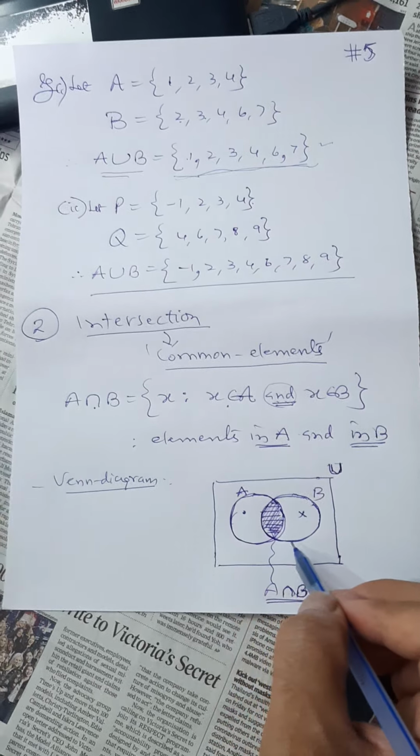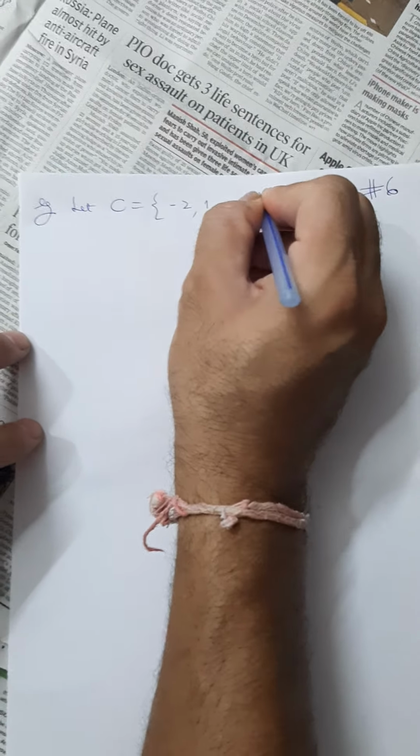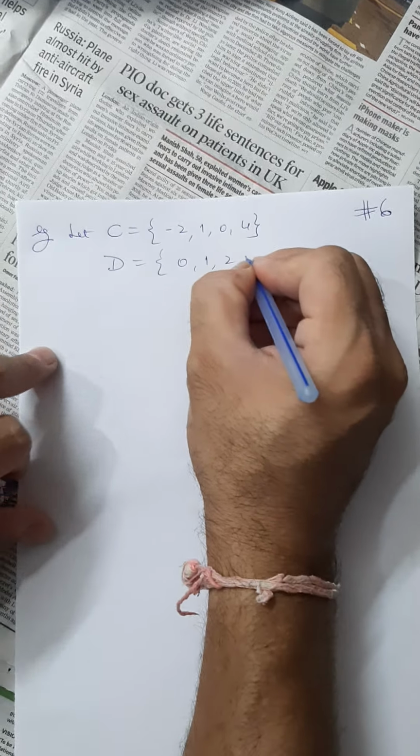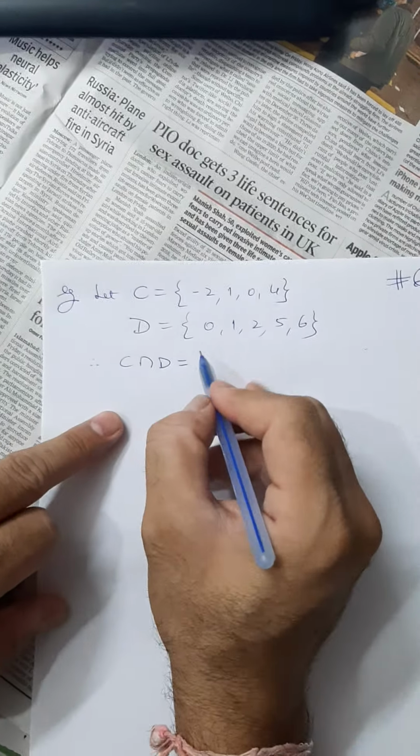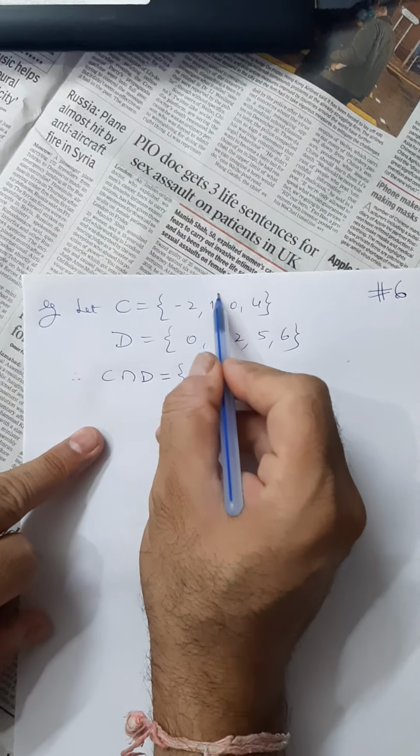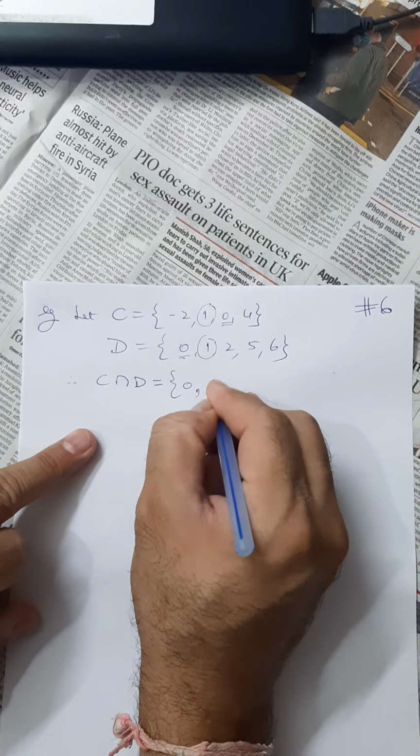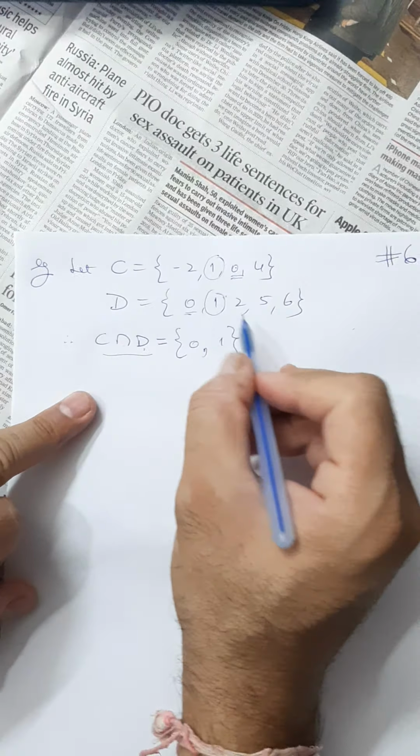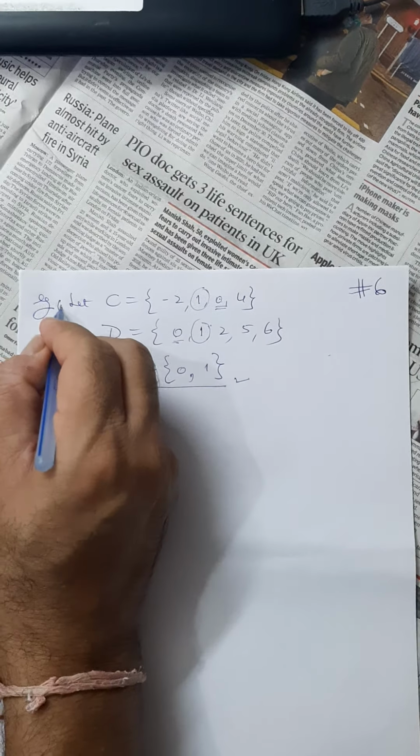Common members. For example, let's take set C equals -2, 1, 0, 4. Randomly I have taken one set. D equals, for example, 0, 1, 2, 5, 6. Here C intersection D would be, you just write the common elements. One is common, the other one is 0 common. So the intersection is 0, 1. Intersection means all elements which are present in both. That's the common elements. So this is A intersection B.